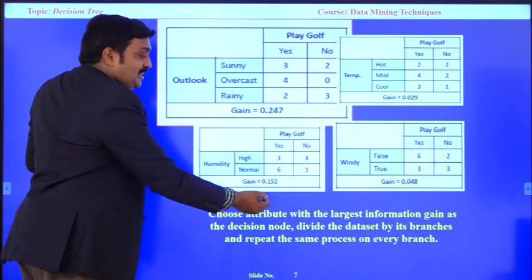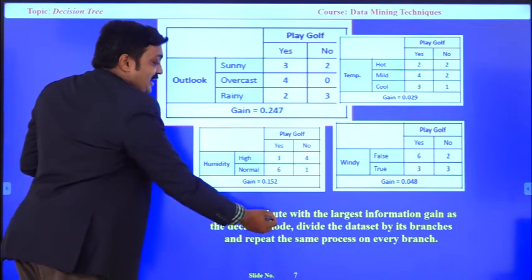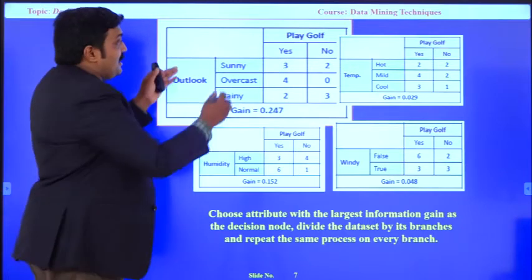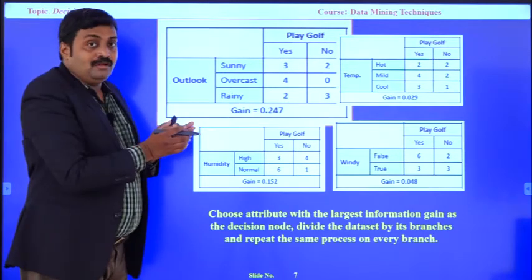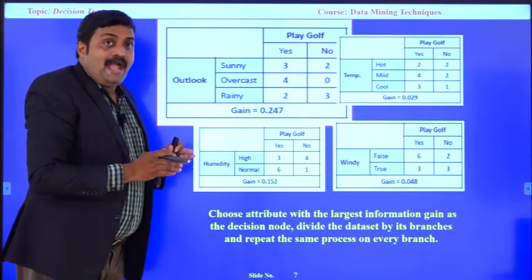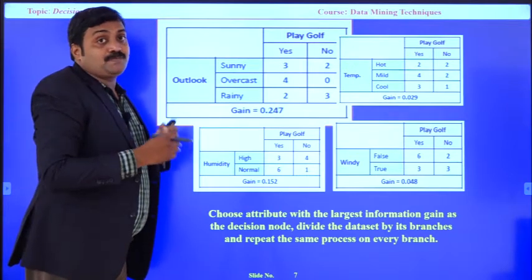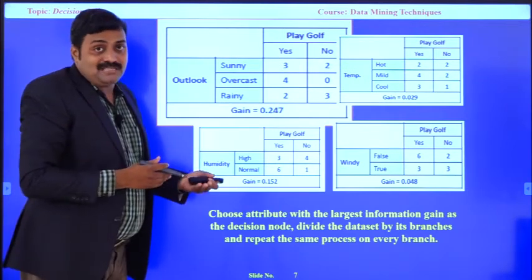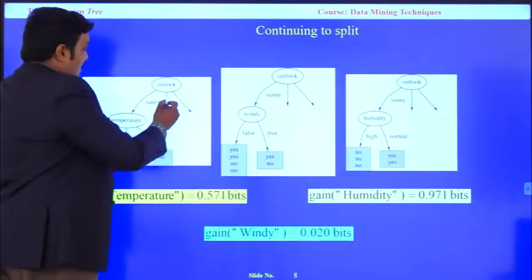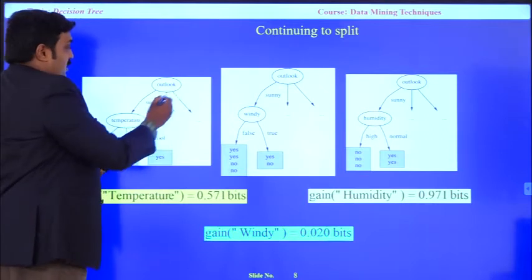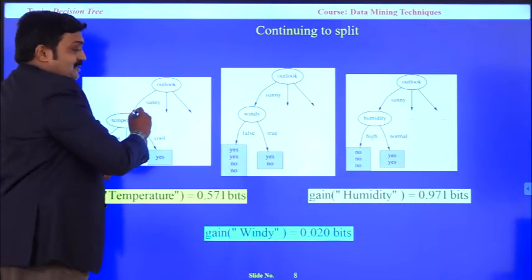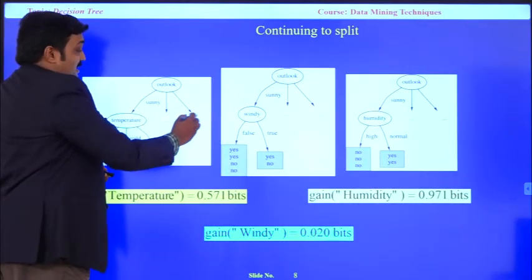So choose the attribute with the largest information gain as the decision node. Divide the data set by its branches and repeat this procedure. That means now I am taking the outlook as the root node, with the 3 parameters as internal nodes for the outlook. Again I am going for further splitting of samples based on the same process repeating. With the outlook, sunny, overcast, rainy, we got the 3 internal nodes.